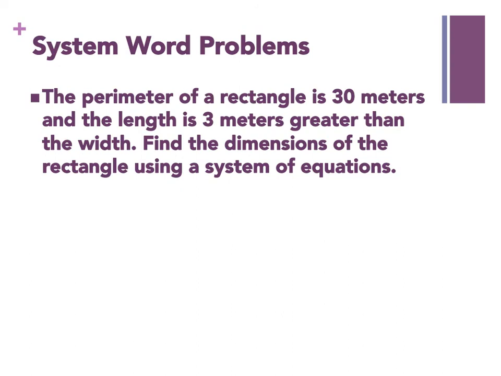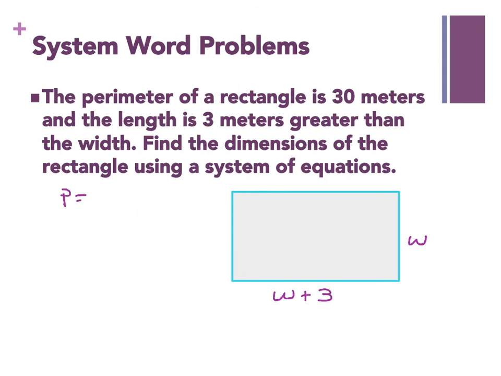It says the perimeter of a rectangle is 30 meters, and the length is 3 meters greater than the width. If I want to get a visual on this, I would draw myself a rectangle. You can actually do this without a system. I can say that if this is the width, then the length would be the width plus 3. And because perimeter equals twice the length plus twice the width, 30 would equal 2 times W plus 3, this is my length, plus 2 times W, because that's my width. And then I can solve it from there.